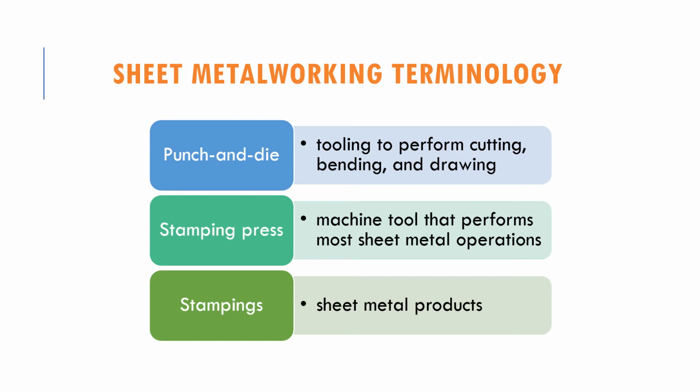Before we go further, you have to look into these terms and terminology that are used in sheet metal working. The first one is punch and die, which are the tooling used to perform the cutting, bending, and drawing process. The stamping press is the machine tool that we use to perform most sheet metal operations, and finally stamping, which is the sheet metal product itself.